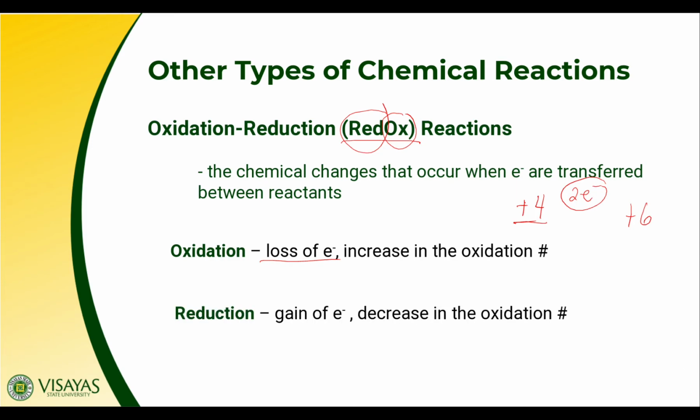Reduction, on the other hand, is the gain of electrons. So there is a decrease in the oxidation number. For example, when we start with a plus 4 oxidation number and gain 2 electrons, because electrons are negatively charged, this positive should decrease, no? That becomes plus 2 when there is a gain of electrons. Remember: oxidation is loss of electrons and an increase in the oxidation number. Reduction is gain of electrons and a decrease in the oxidation number.